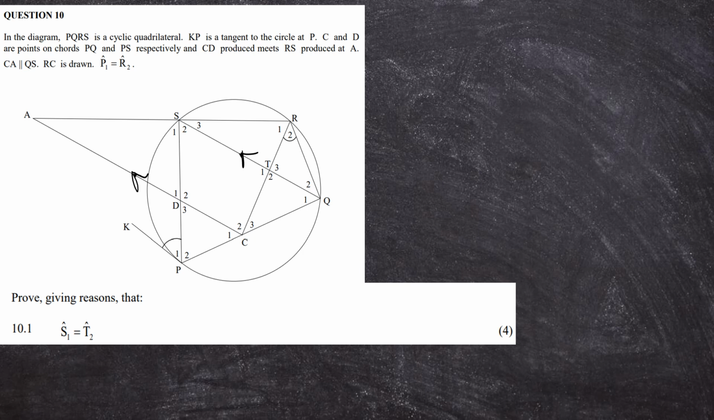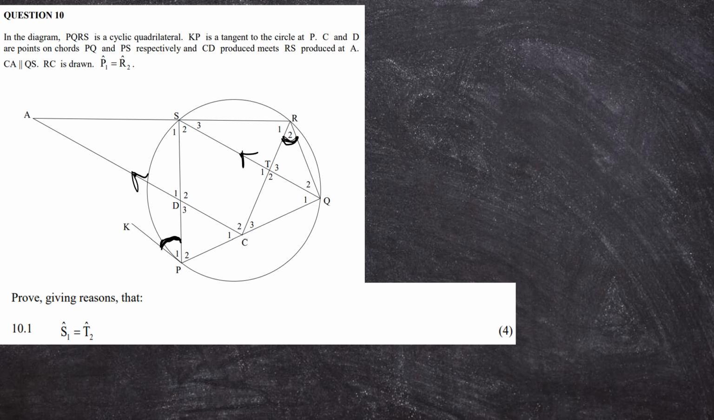Okay, so they also tell you that angle P1 here is the same as angle R2. Okay, then the first question, 10.1, says: prove, giving reasons, that angle S1 is the same as angle T2.